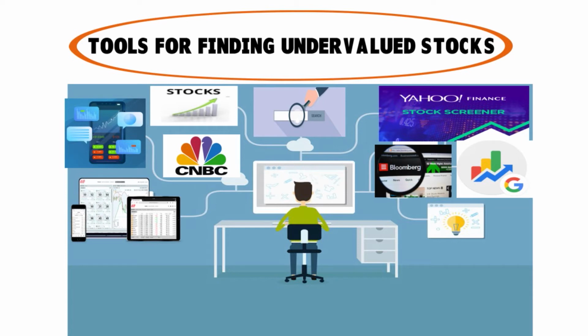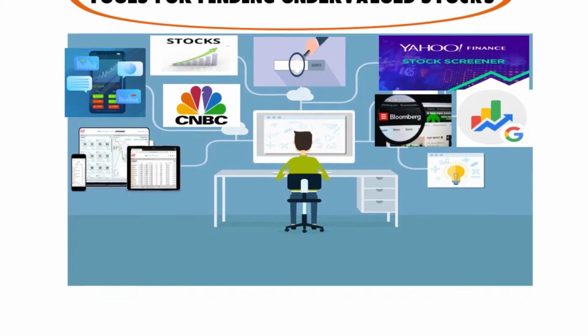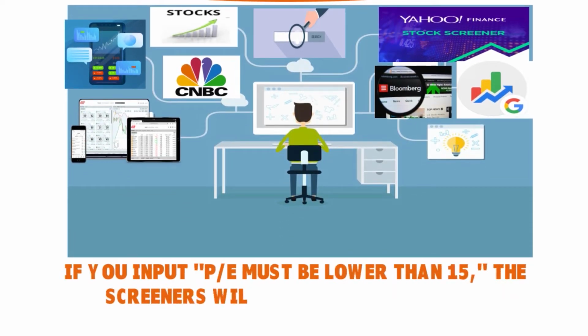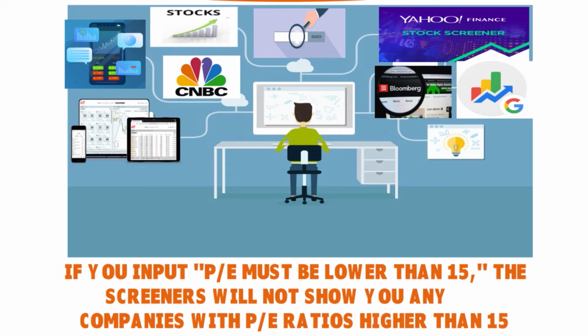Now, if you already have a traditional brokerage account, I'm talking about an account with the likes of Franklin Templeton, Charles Schwab, TD Ameritrade, JP Morgan Chase, or Fidelity, then I would recommend using one of their screeners. What these tools do is analyze the financial metrics of thousands of companies and deliver to you the ones that meet your input. Let me give you an example. Let's say your input is PE must be lower than 15, the screeners will not show you any companies with PE ratios higher than 15.